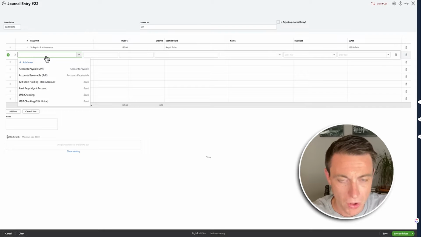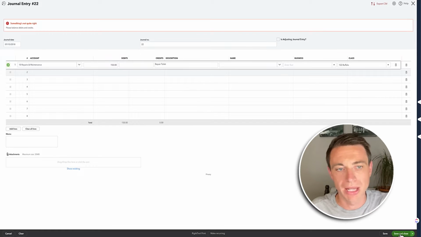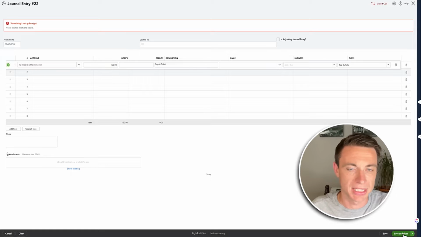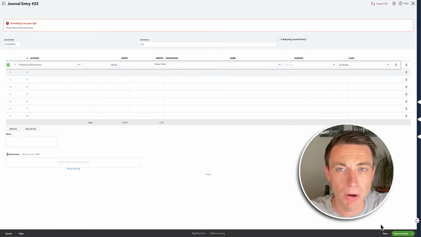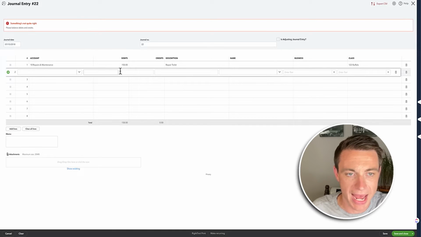QuickBooks wants to know, where did the money come from? Right? That's what it's asking here. What's the other side of this transaction? I cannot simply click save and close. QuickBooks won't allow me to. It needs debits and credits to equal each other. And this is ultimately what we're paying for when it comes to QuickBooks, okay? So we're paying for this check to ensure that debits and credits equal each other. It's requiring me to add something else here.